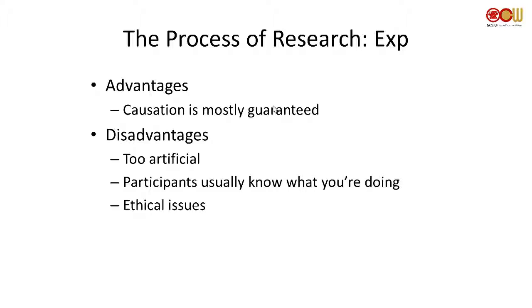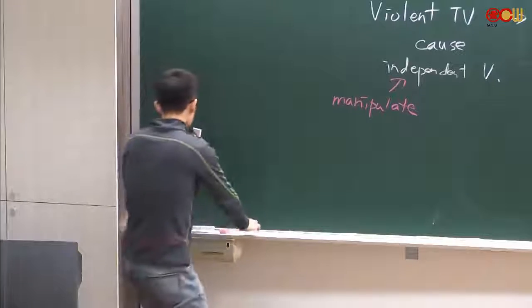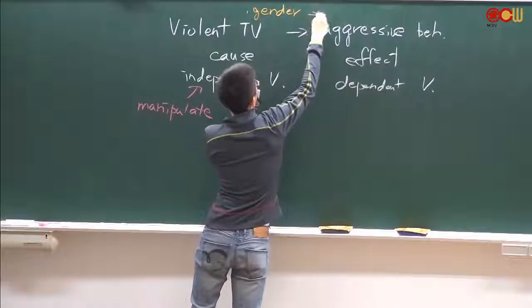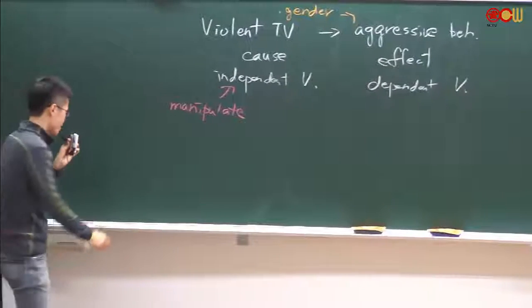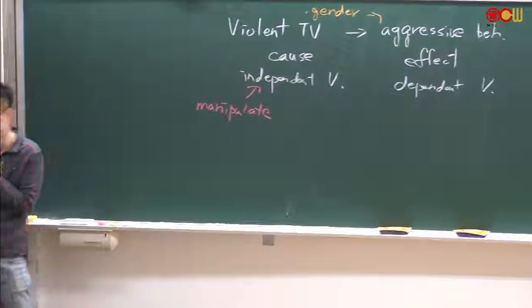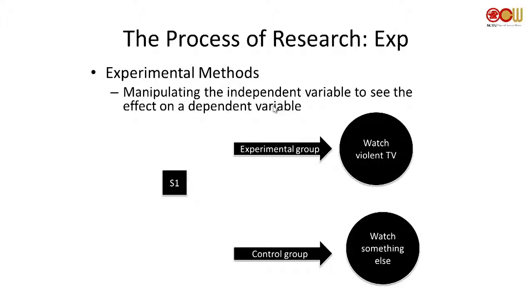Why could there be an ethical issue? What ethical issue could be a concern is, what if you are not studying the violent TV show and aggressive behavior? What if you want to study something called gender? Whether gender could affect your aggressive behavior. What is gender? Male or female? Okay. If you want to study whether gender could cause or affect aggressive behavior, supposedly what you have to do is to manipulate the gender. How do you manipulate gender? The subject one comes. This person, you don't know whether it's a guy or a girl. Their gender is manipulated by you instead of themselves.